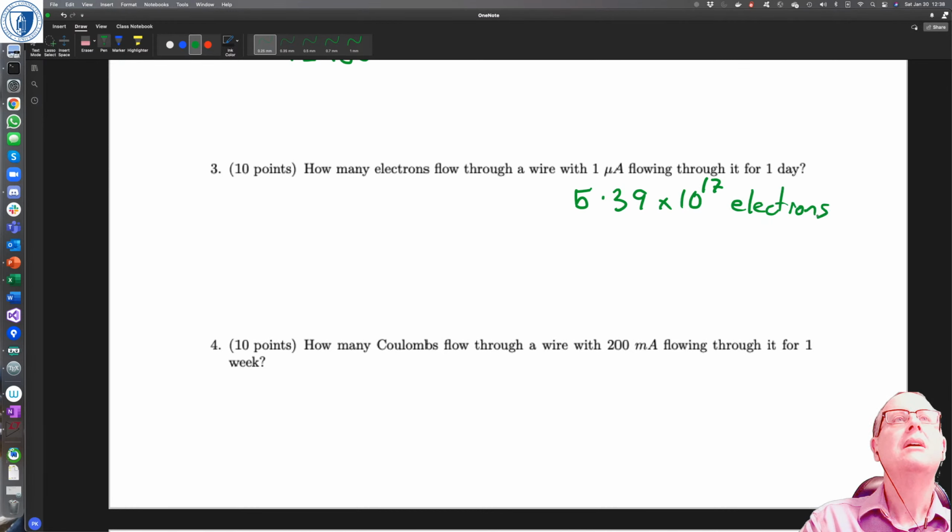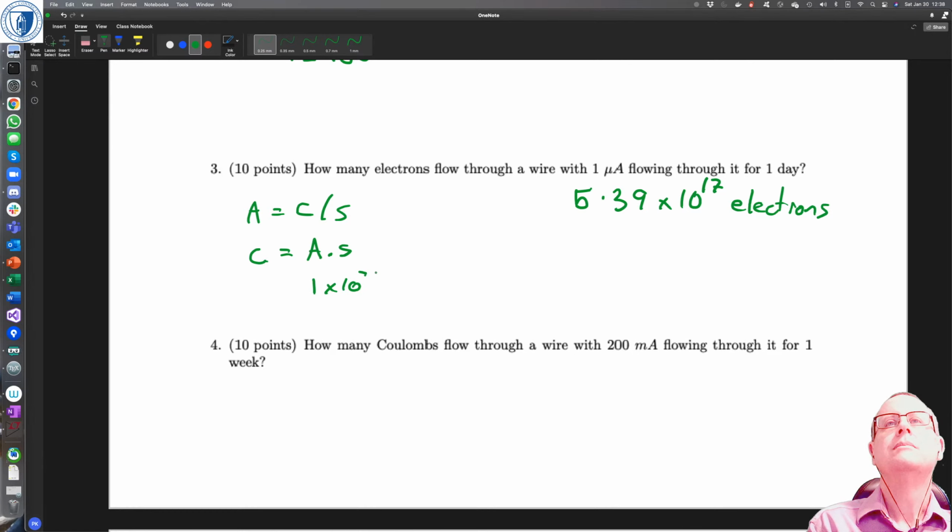You want me to walk through how I got that? Yes, please. That would be good. Okay. So I took the formula amps are equal to coulombs per second and rearranged it so the coulombs were equal to amps times time in seconds, and also added on how many electrons are in a coulomb. So I had 1 times 10 to the negative 6 amps times 86,400 seconds, and multiplied by the 6.24 times 10 to the 18 electrons.